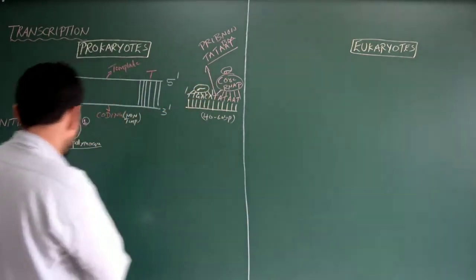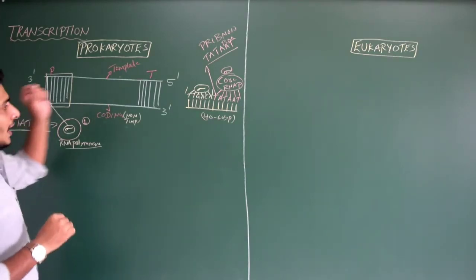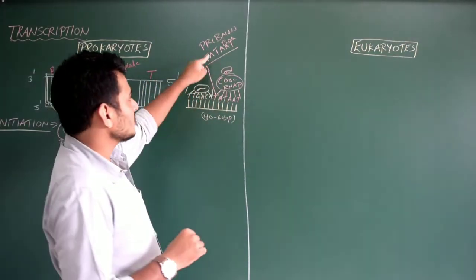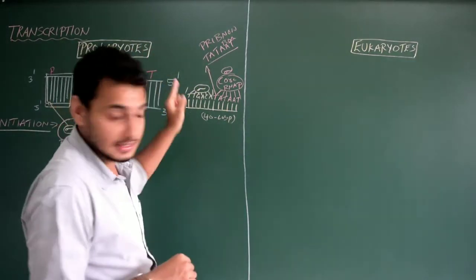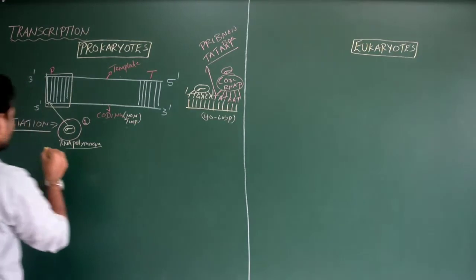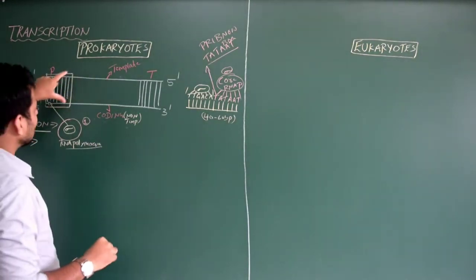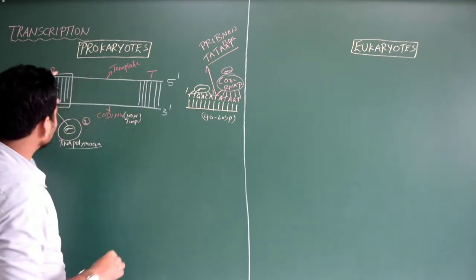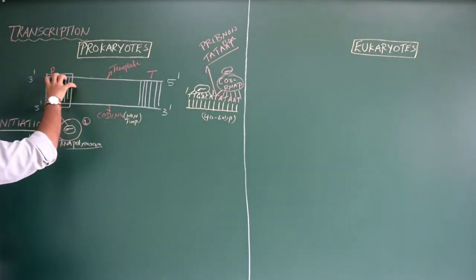Done. So now that is called initiation. When the core RNA polymerase binds to the Pribnow box of the prokaryotic DNA, this mechanism allows the RNA polymerase to transcribe. That is, it allows RNA polymerase to move in this direction. So got it? This is RNA polymerase, and now it's going to bind here.